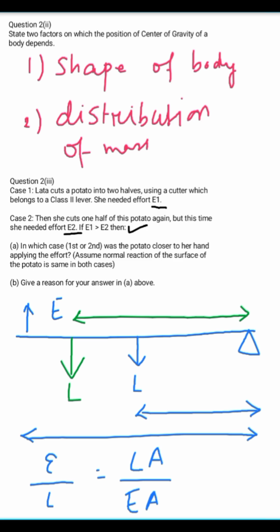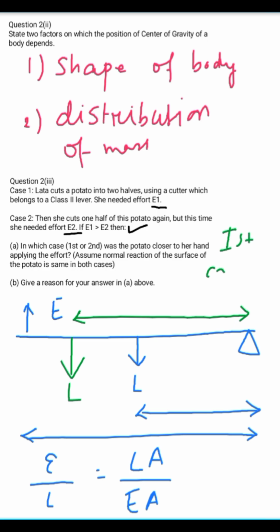In the first case, E1 is greater than E2. So this means that the potato is farther away from the fulcrum in this case, in the first case. So if the potato is farther away from the fulcrum, that means it is closer to the hand of the person. So accordingly the correct answer would be the first case.